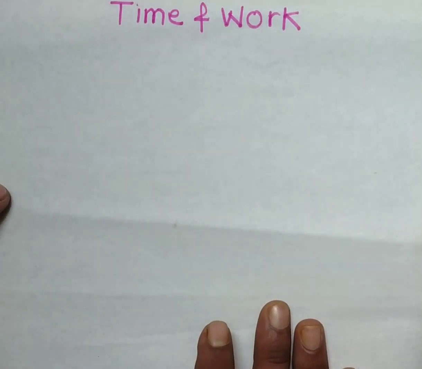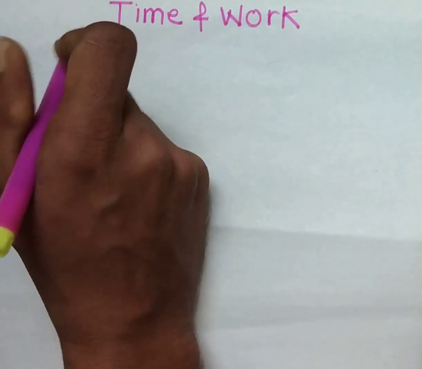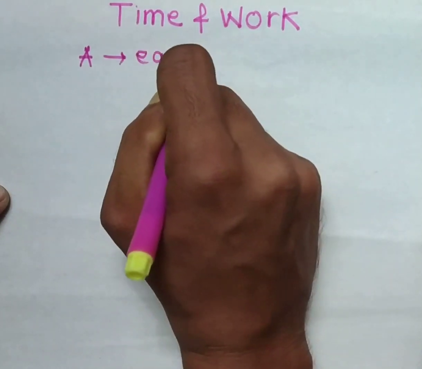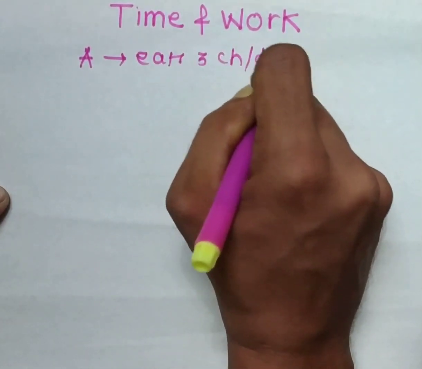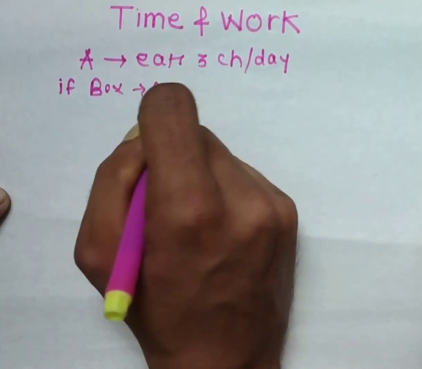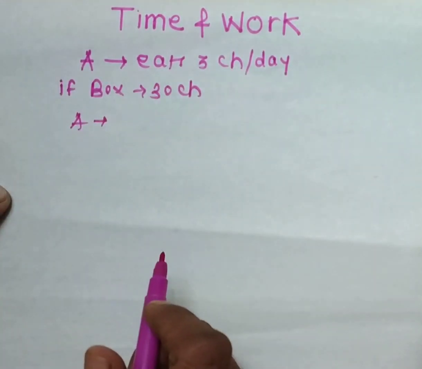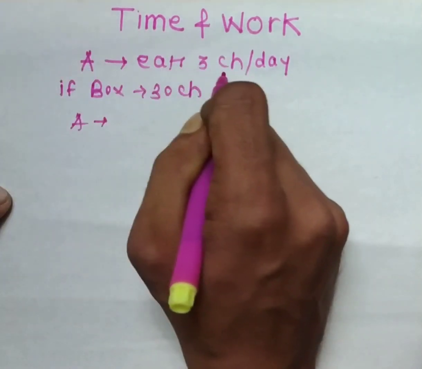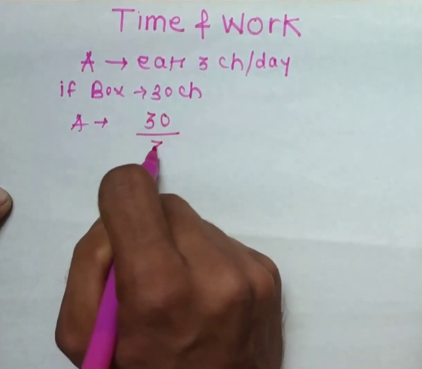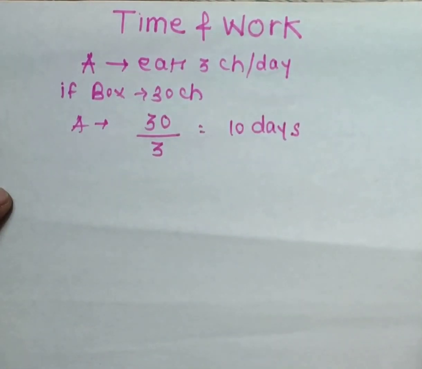So let's get clear about some basic concepts of time and work. Let's see, if there is one person A who eats 3 chocolates per day, and a box contains 30 chocolates, then A will finish all the chocolates in how many days? We know that A eats 3 chocolates per day and the box contains 30 chocolates, so 30 upon 3 means in 10 days A will finish all the chocolates in the box.